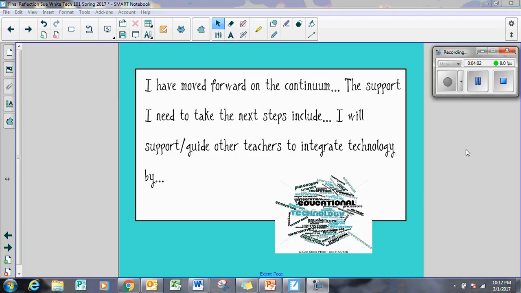The support I need to take the next steps includes securing more one-on-one time with computers or iPads for my students. I also need to make a personal goal to use the I do, we do, you do format for the gradual release of the use of technology tools. Once I have fully shown the use of a technology resource, I need to plan these steps to have students use the tools for exploring, proving, and presenting their thinking.